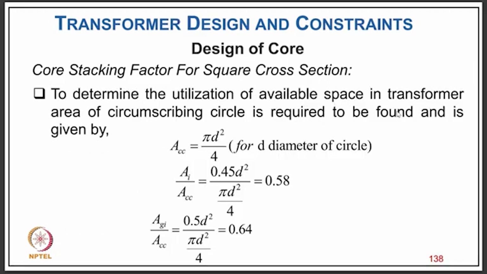Now coming to the core stacking factor for a square core, to determine the utilization of available space in the transformer, the area of the circumscribing circle is required to be found. AC is equal to pi D square by 4 for D diameter, and AI upon AC is 0.45 D square by pi D square by 4, that becomes 0.58, and AGI upon AC becomes 0.5 D square divided by pi D square by 4, which is 0.64.